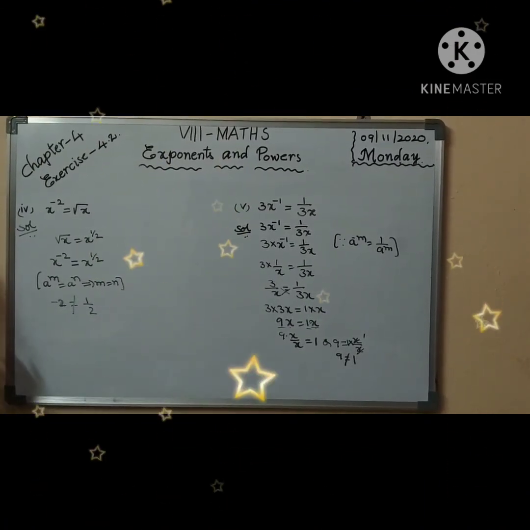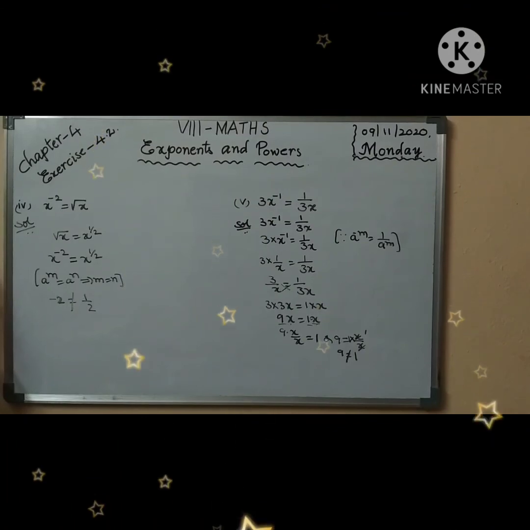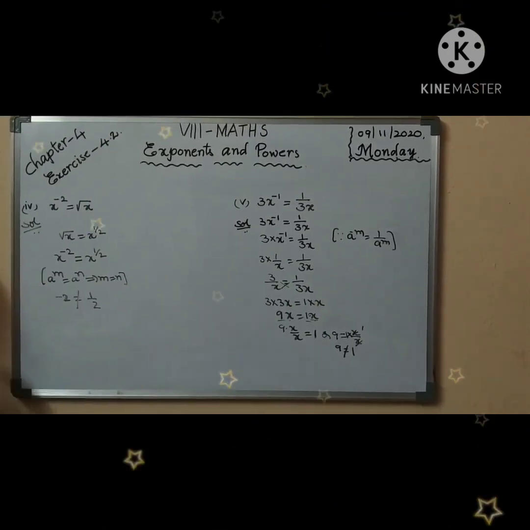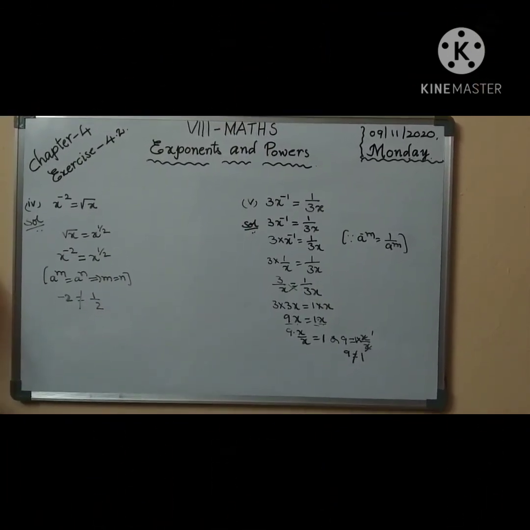So exercise 4.2 is completed, and the 4th chapter is also completed. Okay children?